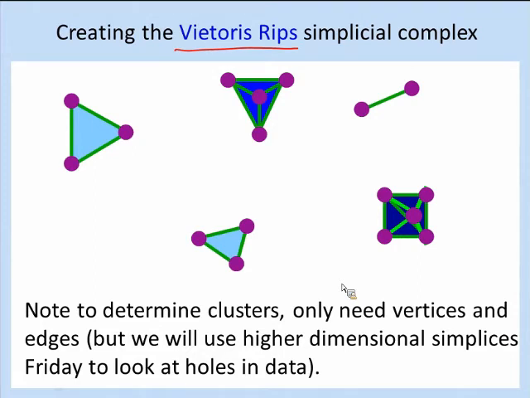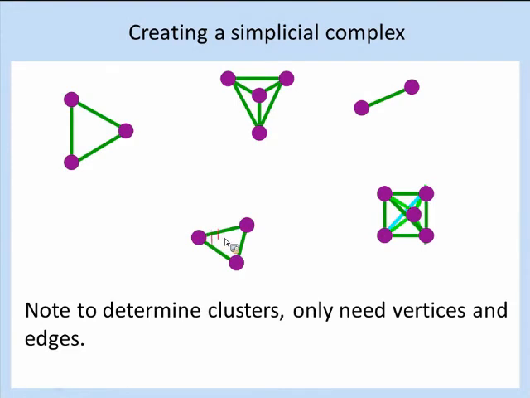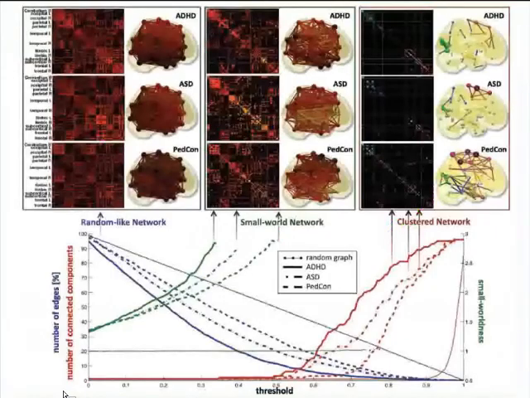Well, for clustering, I don't actually care if there's a triangle. These three points are clustered together as long as they are connected. So whether this thing is filled in with a triangle or not, it's still clustered. So the pictures you'll see will just be the graphs. We actually only need the vertices and the edges if we're only interested in clustering. So let's take a look at some of the results.